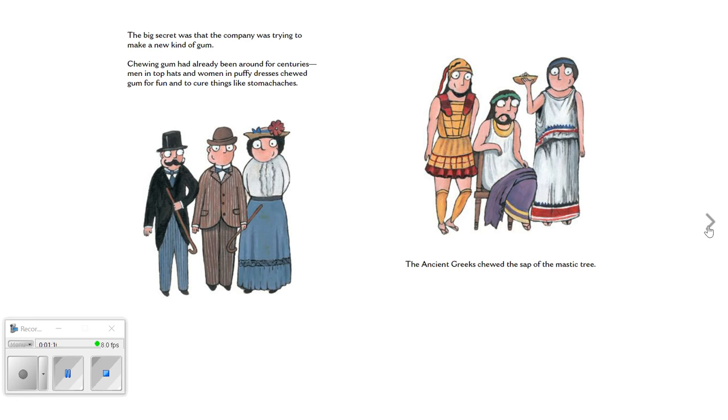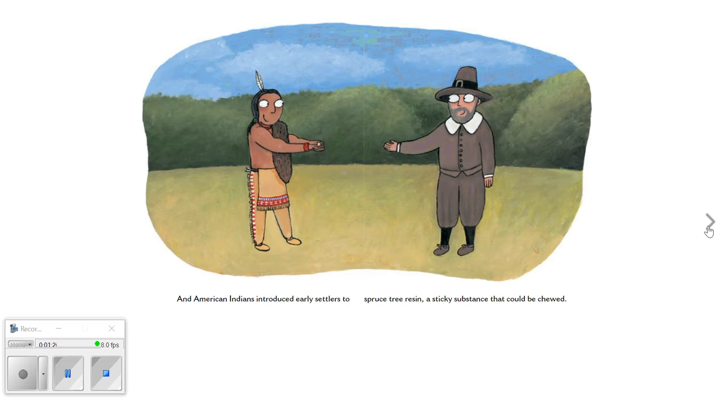Chewing gum had already been around for centuries. Men in top hats and women in puffy dresses chewed gum for fun and to cure things like stomach aches. The ancient Greeks chewed the sap of the mastic tree. And American Indians introduced early settlers to spruce tree resin, a sticky substance that could be chewed.